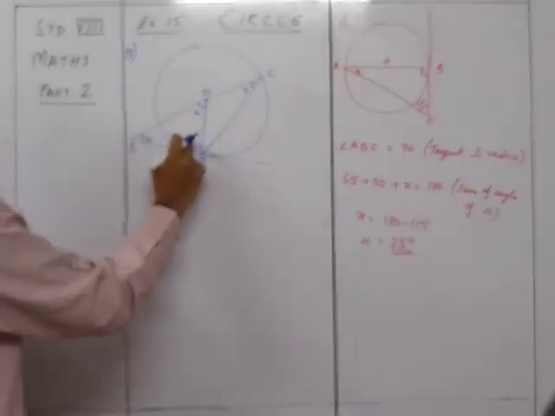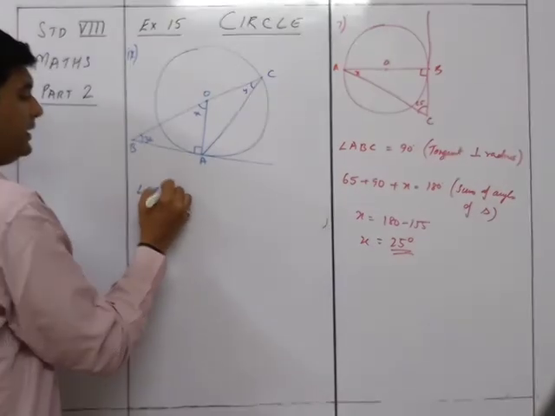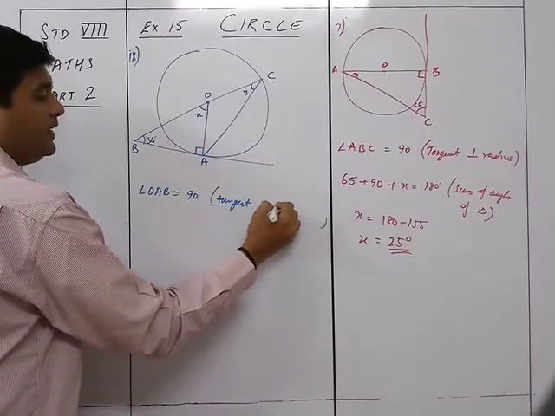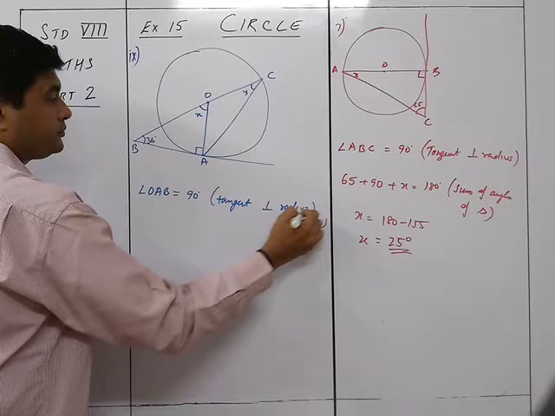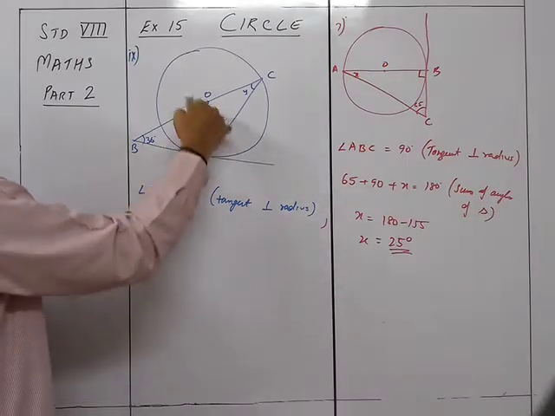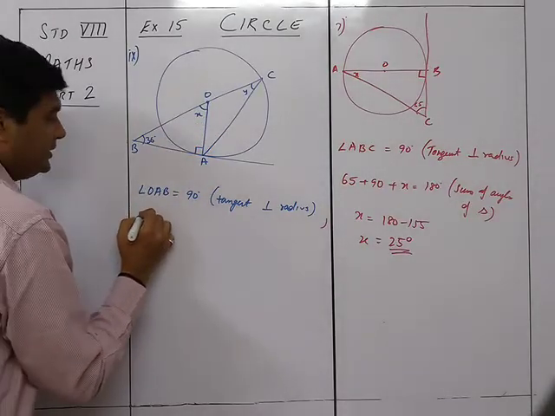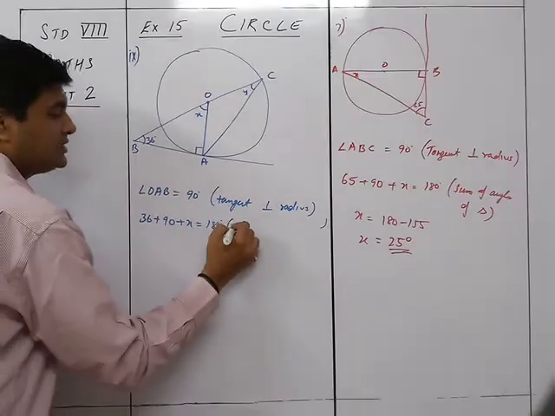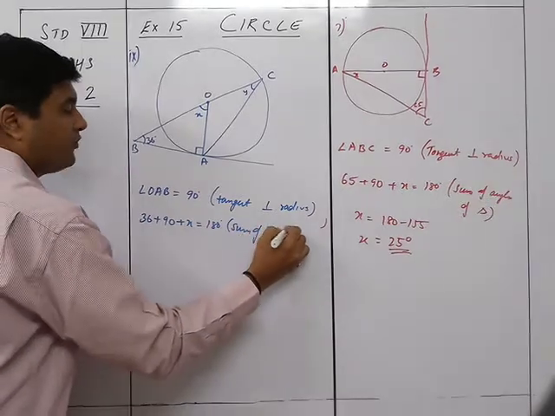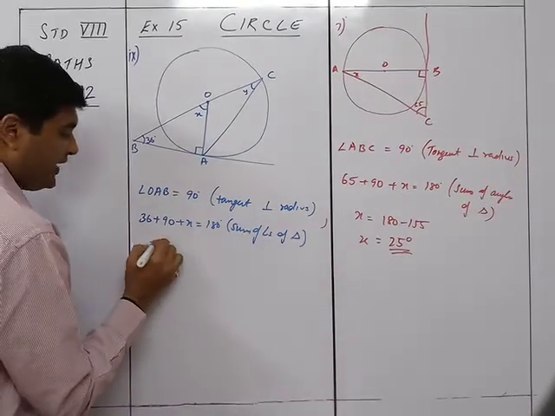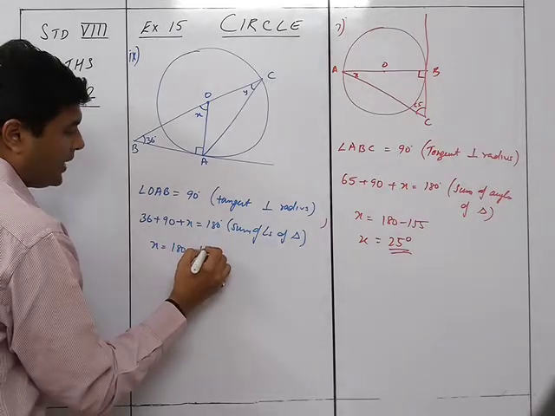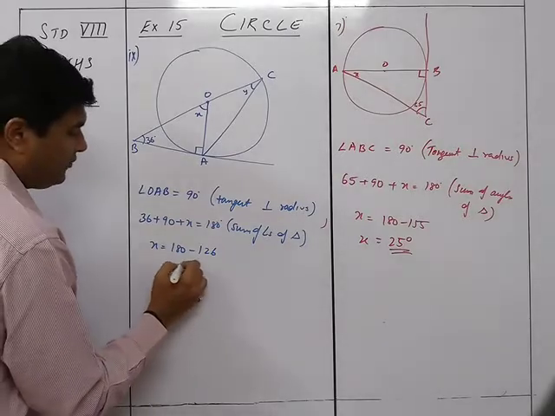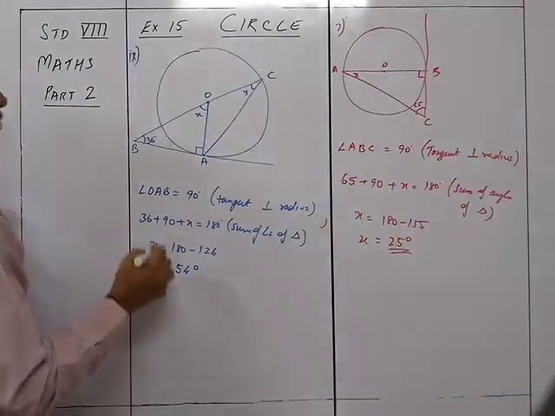Now first thing is that angle OAB is equal to 90 degrees, tangent perpendicular to radius. So I can find out X by this particular triangle. So we know that 36 plus 90 plus X is equal to 180 degrees, sum of angles of triangle. Therefore, X is equal to 180 minus 126. So that is going to be 54 degrees. So X is 54.